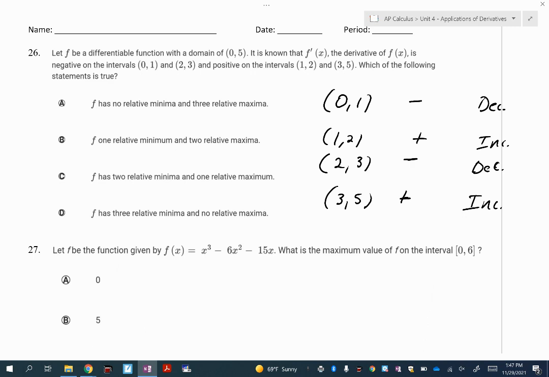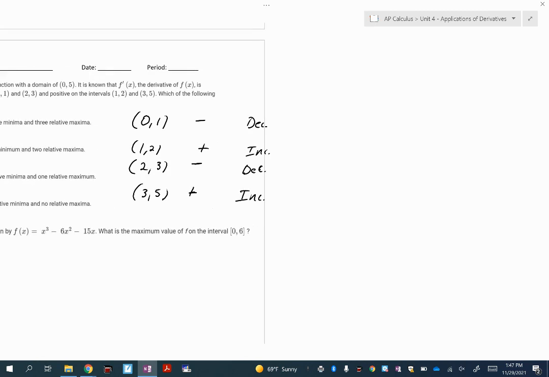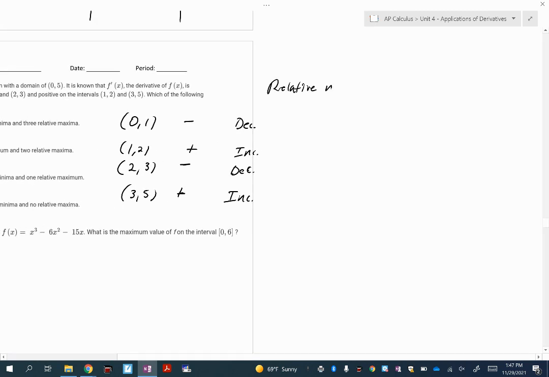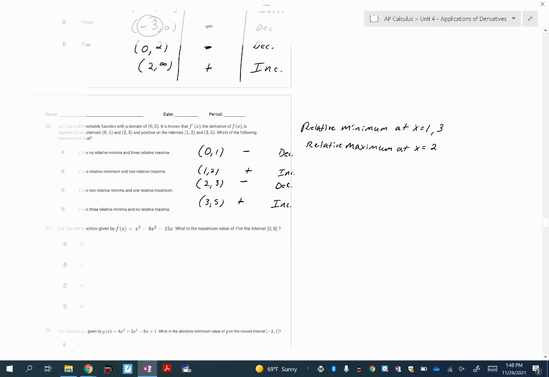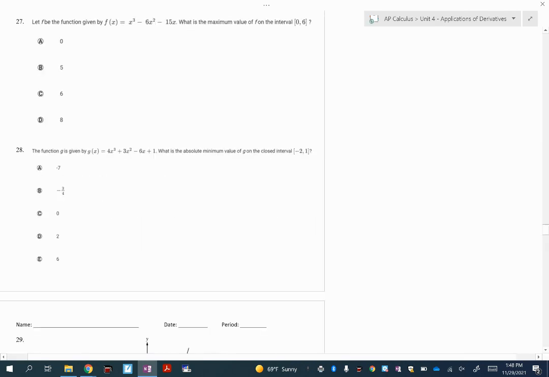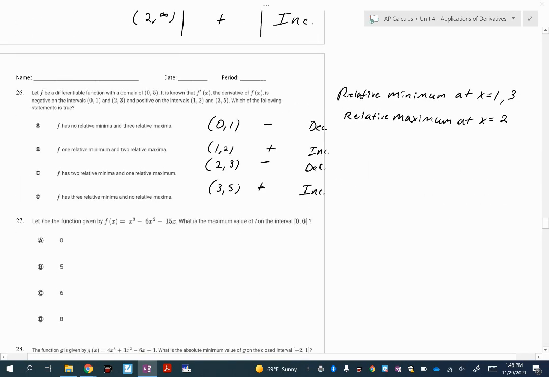So I'm starting out decreasing to increasing. So I have a relative minimum. So decreasing to increasing at 1. Then I'm increasing to decreasing. So that's a relative maximum at x equals 2. And then finally, I'm decreasing to increasing again. So another relative minimum at x equals 3. So that tells me I have 2 relative minimums and 1 relative maximum. Looks like that is C.